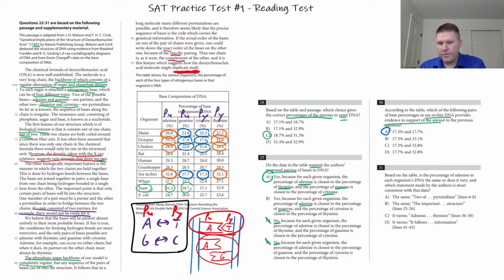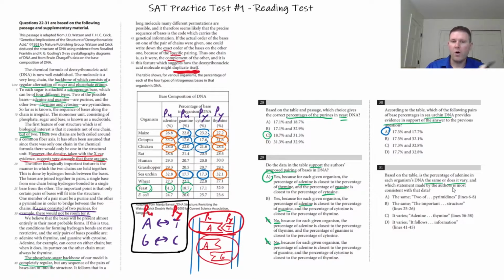So now, going through 31, this is a tough question because a lot of people misread it. So is the percentage of adenine in each organism's DNA the same, or does it vary? You have to be really particular about how you interpret this. This is trying to say, is the percentage of adenine in every single organism's DNA the same, or does it vary?